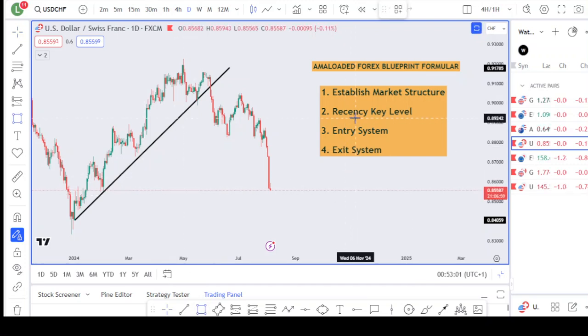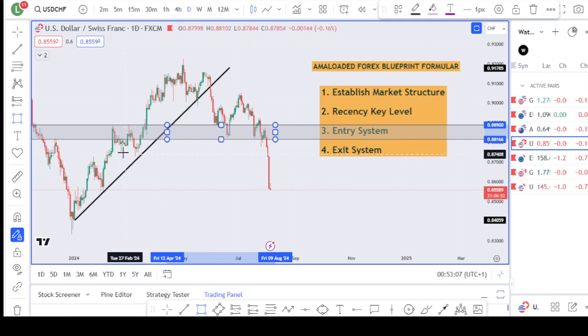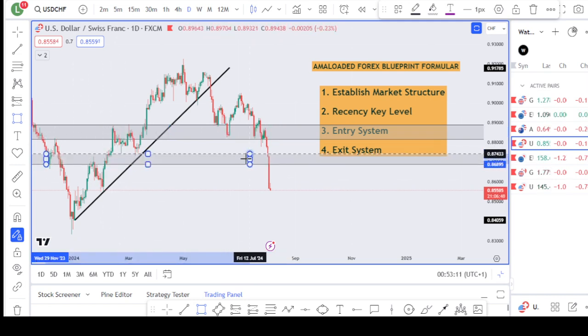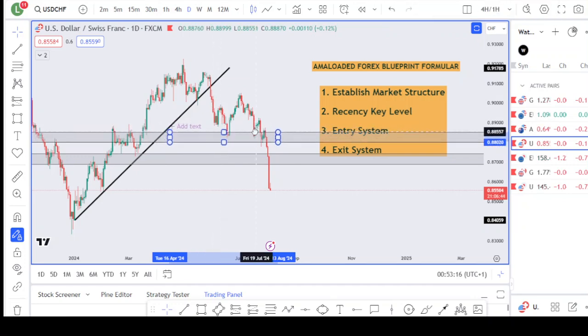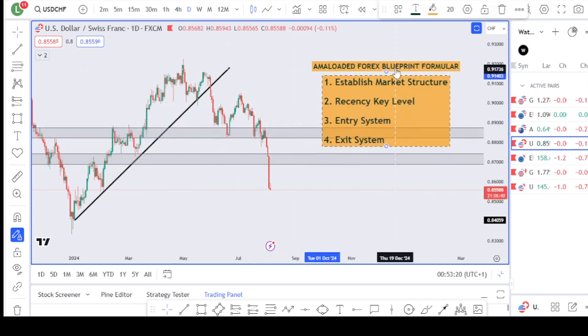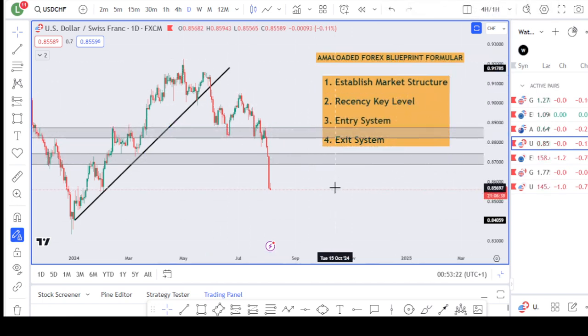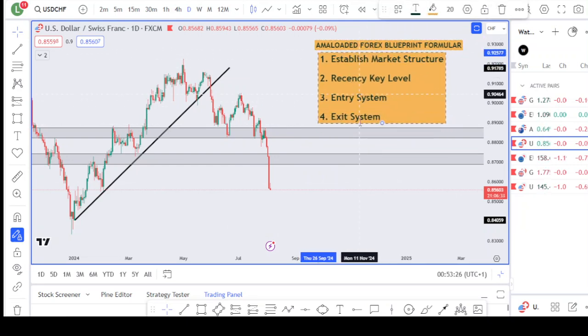Now the next step is to find the recent key level zone, whereby we have our recent key level zone here, and then we also have another one around this zone here. These are the two areas that we are watching out for this market condition to give us opportunity to sell the market. Now the third step is to watch out for our entry system.